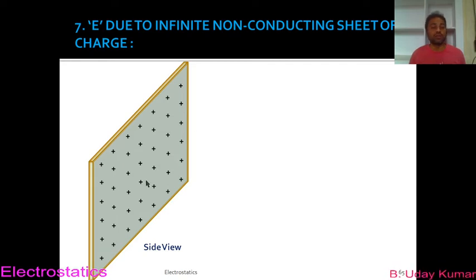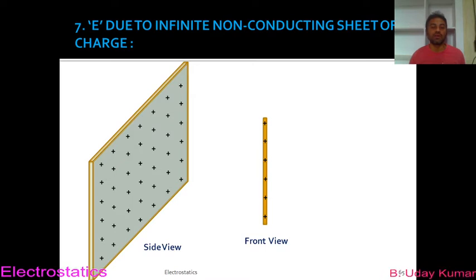Okay, so remember, the charge is assumed to be uniformly distributed on it. Anyway, this is the side view, right? If you see it from the side, the infinite non-conducting sheet of charge looks like this, whereas if you see it from the front, it looks like this.